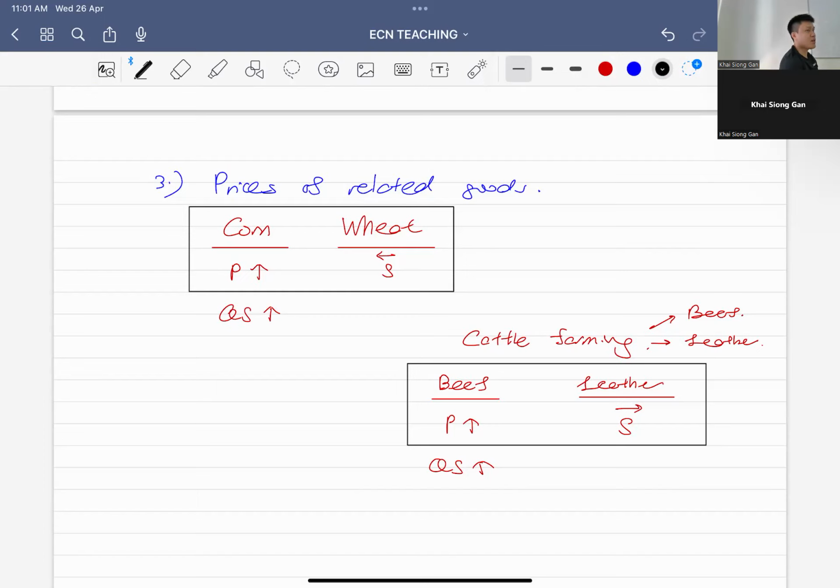So that sums up the recap that you need to know for your tutorial 3. Demand and supply, but focus more on price factors and non-price factors.